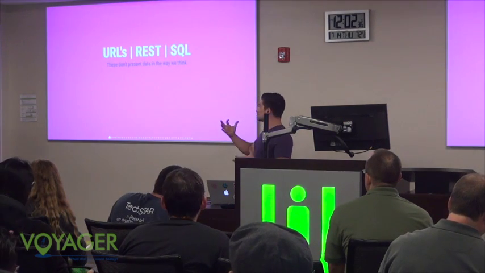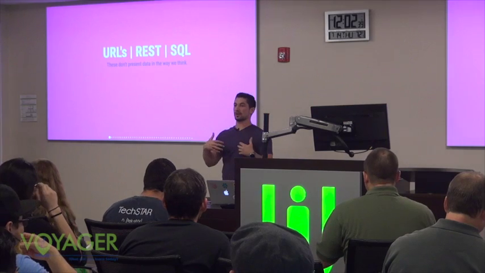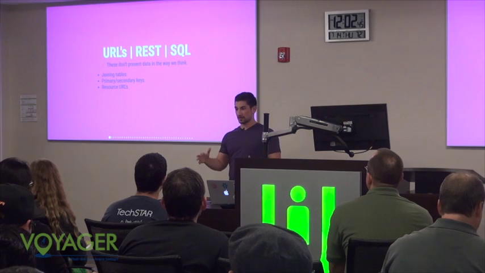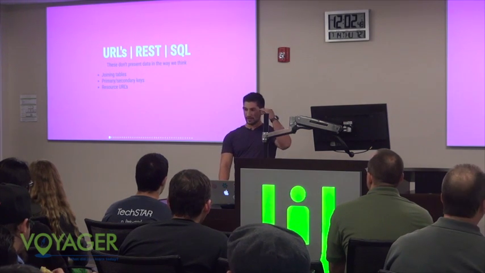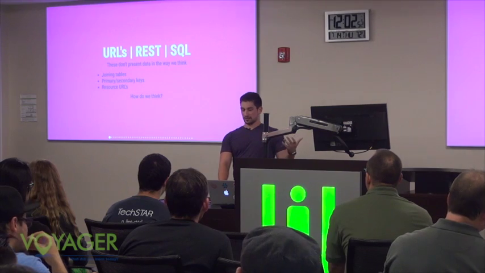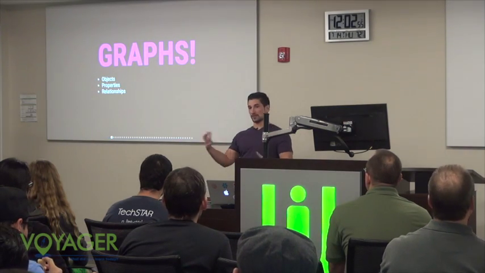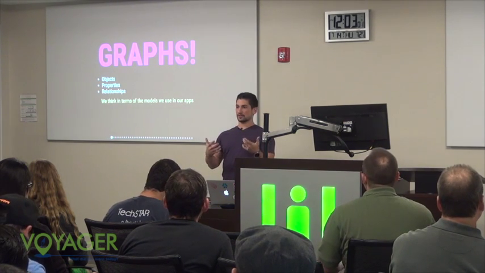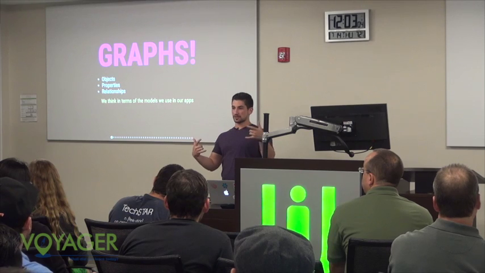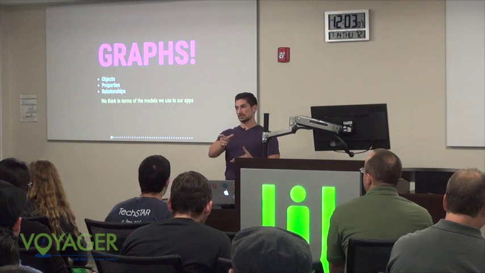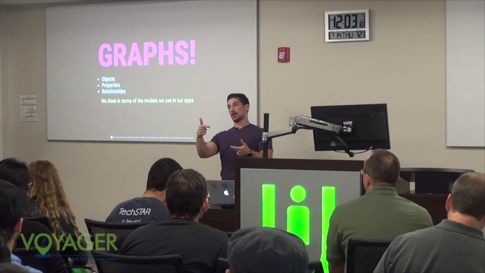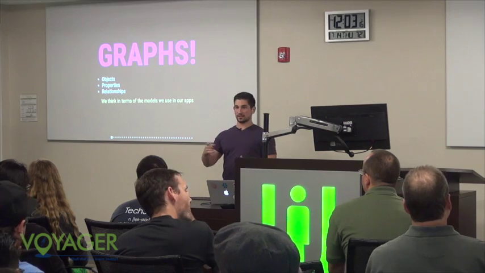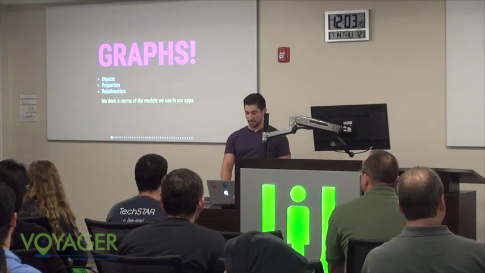So URLs, REST, and SQL, and the way we store things is not the way, as product developers, we think about our model or our data. Joining tables, primary and secondary keys, resource URLs, we don't necessarily think like that at all times. So how do we think? We think in terms of graphs. We think in terms of objects, properties, and relationships. We think in terms of the models that we use in our apps. So very often, almost all the time, you have these nested structures in apps where you have posts, posts have authors, posts also have comments, comments have authors, and it's this nested tree structure. It's not a flat thing like we would get from REST.